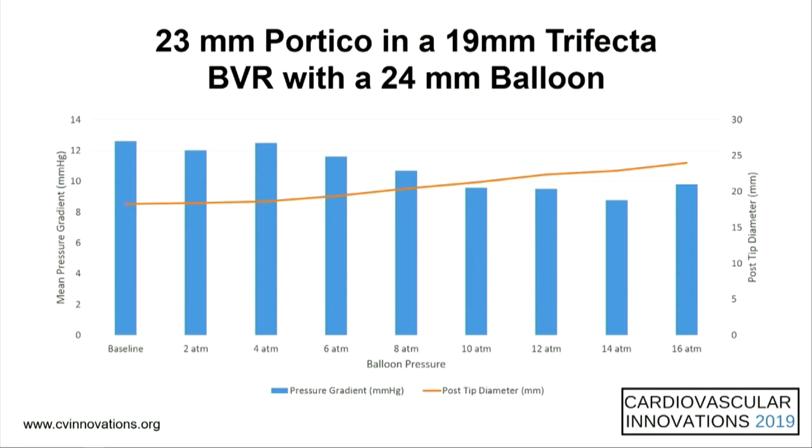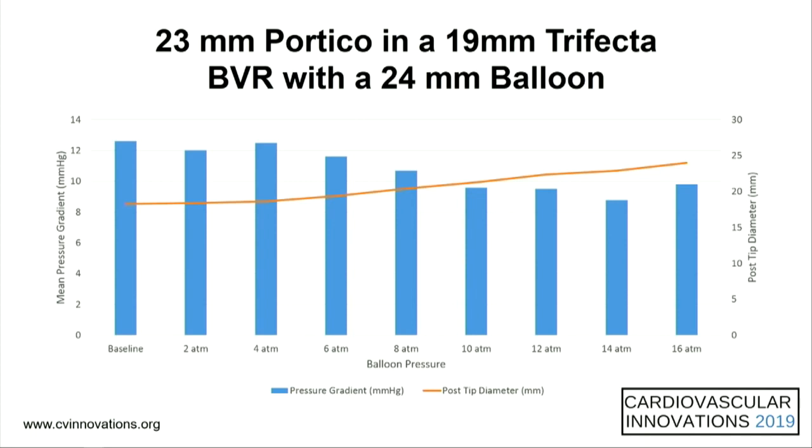We did some bench testing in collaboration with Abbott, and they, of course, had Portico valves handy, and so we implanted Portico valves into small Trifecta valves, and then we did bioprosthetic valve remodeling with True balloons. And if you look at the orange line, this is the tip-to-tip diameter of these posts. Okay, and as you inflate the balloon and increase the pressure, the tip-to-tip diameter increases. And this is just the benchtop gradient. These are pristine valves, but the gradient does decrease as you flare out these posts.